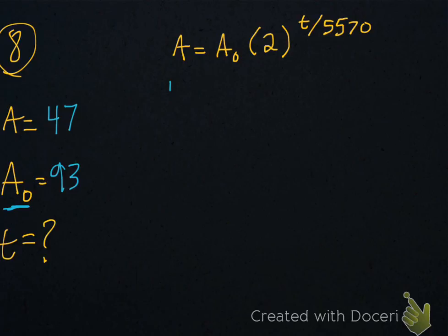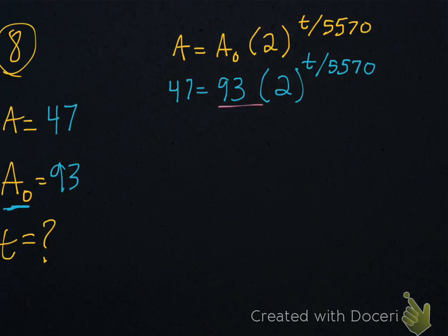So I have 47 equals 93 parentheses with a 2 raised to the t over 5,570. Guess what we've got to get rid of first? Yep, that 93 in the front. Move it over. 47 over 93 is approximately 1/2. Okay, so we could round it and call it 0.5. And then we have 2 to the t over 5570.